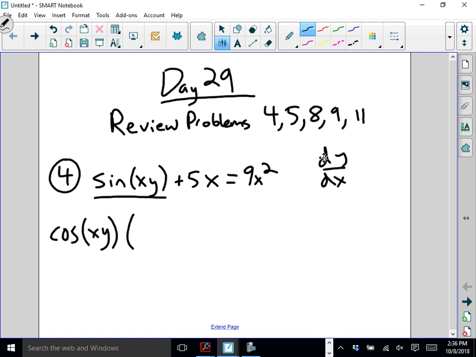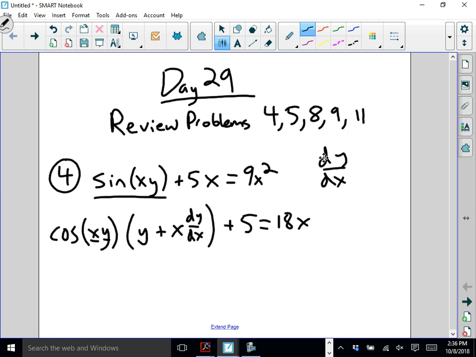So I'm going to put a parentheses. Now I'm going to have my first and my second. So I do the derivative of the first, which is 1, times the second, which is y, plus the first, x, times the derivative of the second, which is dy dx. Once again, that y plus x dy dx needs to be in parentheses. I'm just going to continue deriving. The rest are easy. Plus 5 equals 18x.